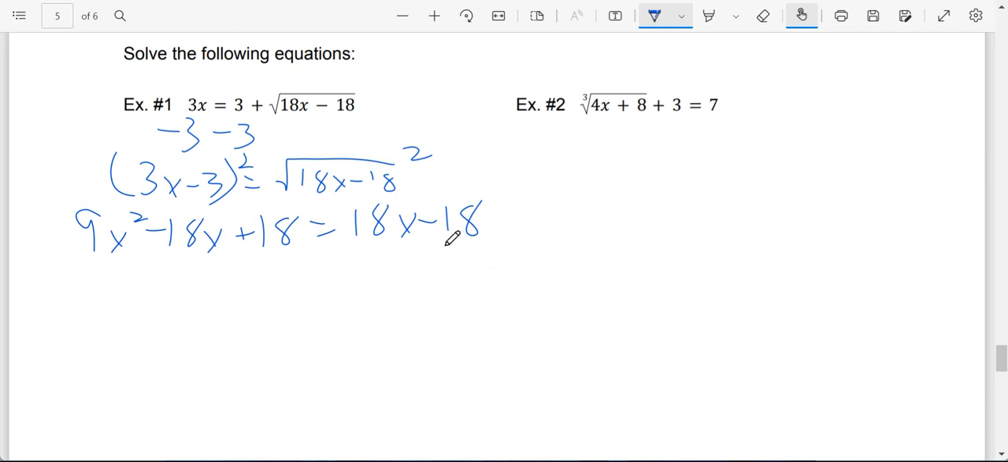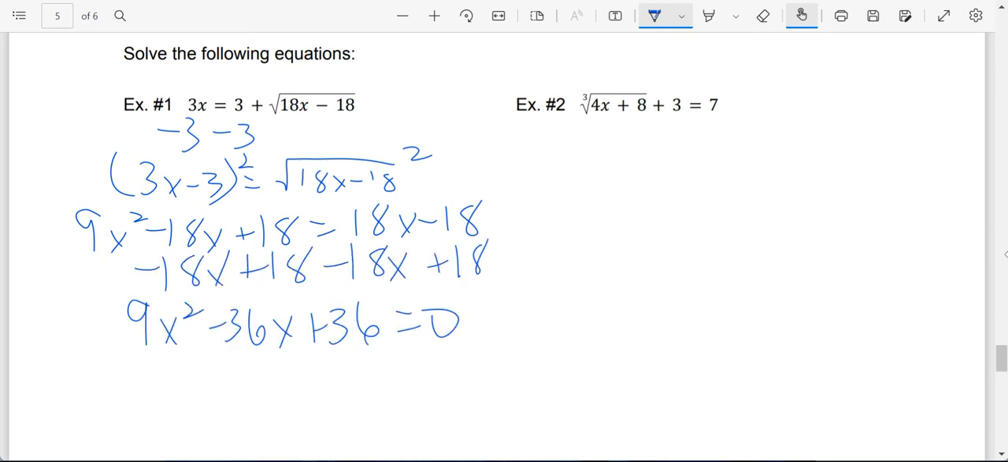So what do you think we do next? Yeah, let's move everything to one side. It's much easier to move the stuff on the right to the left. If you did the other way around, it will work, but you're doing more work, unfortunately. After we subtract the 18x and add the 18 to the other side, we're going to get 9x squared minus 36x plus 36. I just realized something. Oops, negative 3 times negative 3 is 9, not 18. Whoops. There, that should actually be 27 instead of 36.